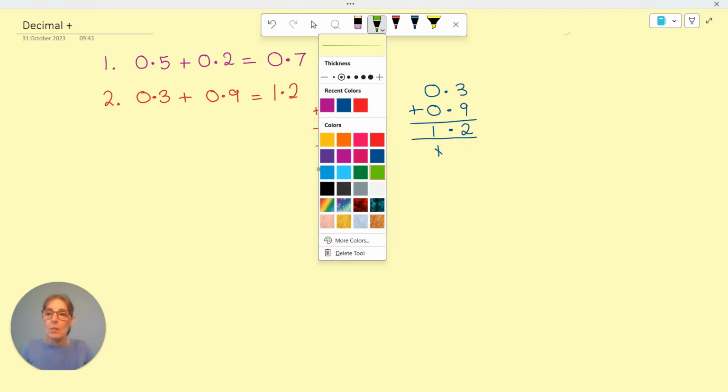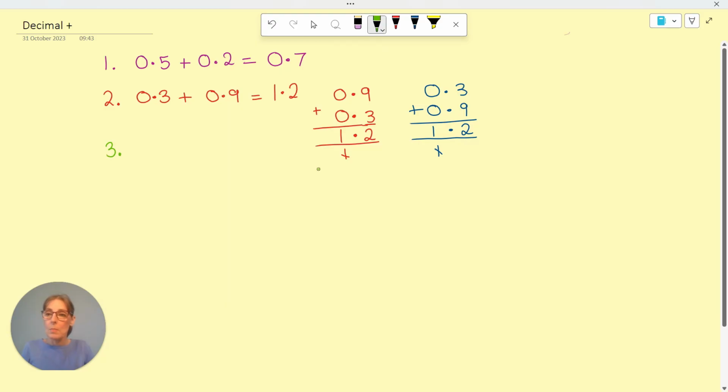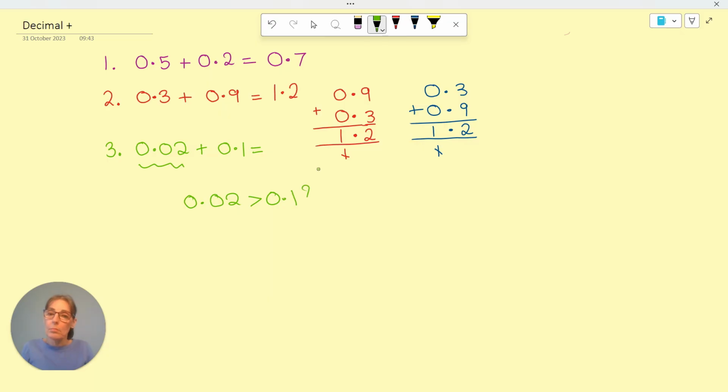Okay, let's go for a different colour. Oh, I don't know whether this green is a bit, well, it's quite bright, but it's okay. Number 3, 0.02 plus 0.1. Okay, so we've got 2/100 plus 1/10. Now looking at it, you might think that this one is bigger. Is 0.02 bigger than 0.1? Because of that 2. That 2 is in the hundredths column and that 1 is in the tenths column.